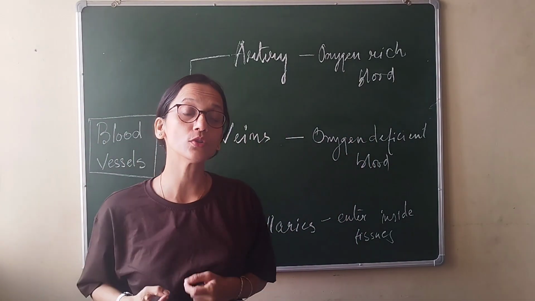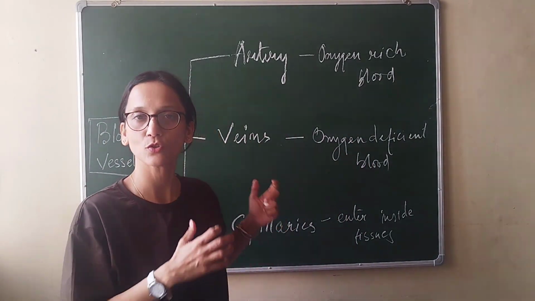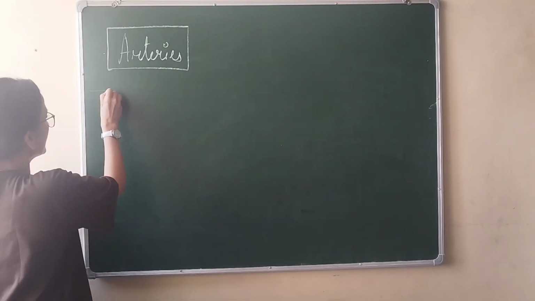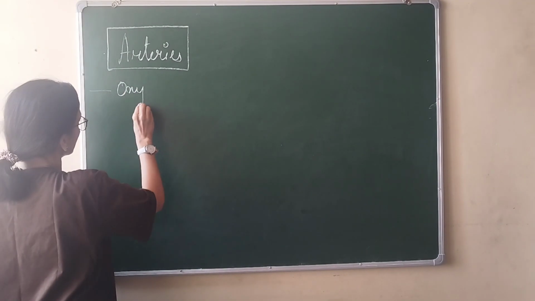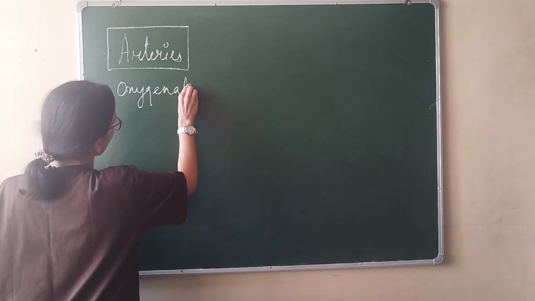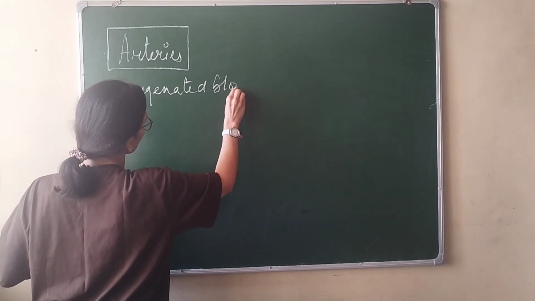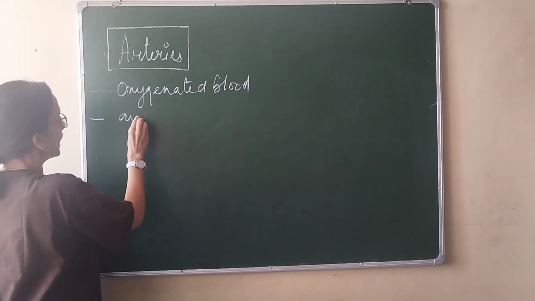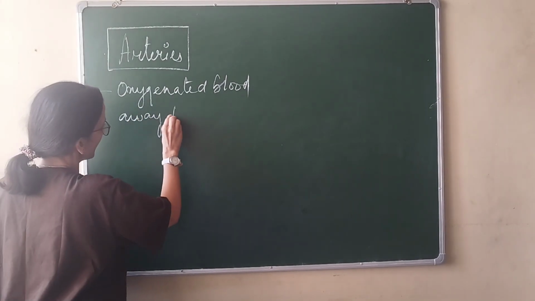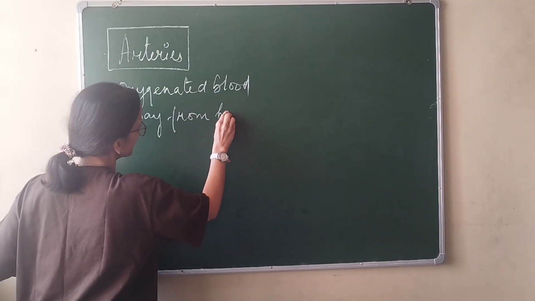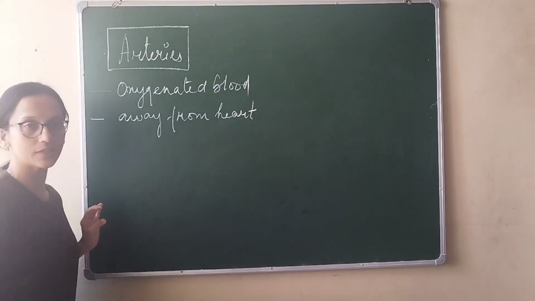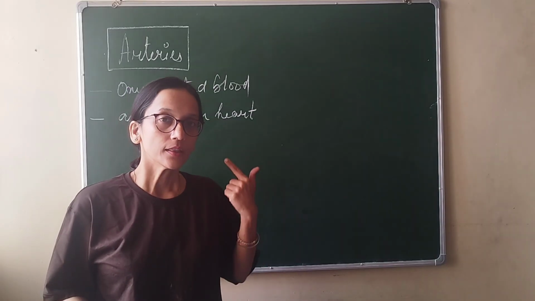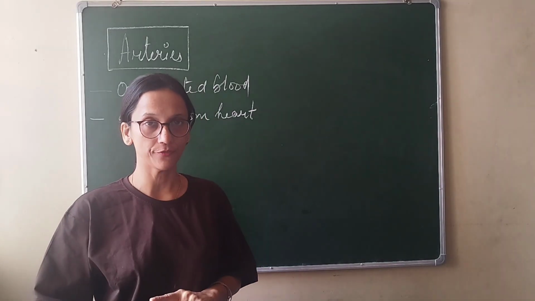Now let's exclusively understand the characteristic features of arteries. When we talk about arteries, the first thing that we must know is that they carry oxygenated blood, right? So if they are carrying oxygenated blood, what will be the direction of flow of the blood? The blood will always flow away from the heart, because it is the heart which is basically pumping this oxygenated blood. So the type of the blood is oxygenated. The direction of the flow will be away from the heart.